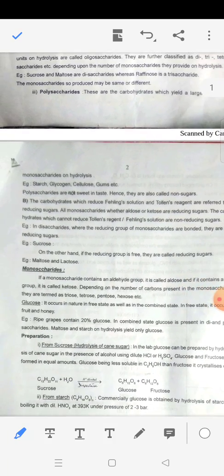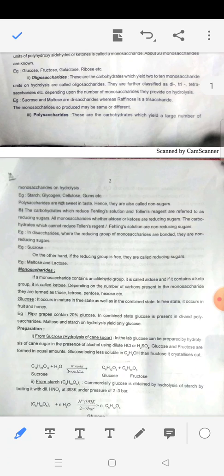Now you know that most of the carbohydrates contain either an aldehyde group or a ketonic group. But interestingly, whether they are aldehyde or ketone doesn't matter. Carbohydrates, if they are monosaccharides, are capable of reducing both Tollens reagent and Fehling solution, irrespective of whether they have an aldehyde group or a ketonic group. So those carbohydrates which are capable of reducing Fehling solution and Tollens reagent are called reducing sugars. All monosaccharides are reducing sugars.